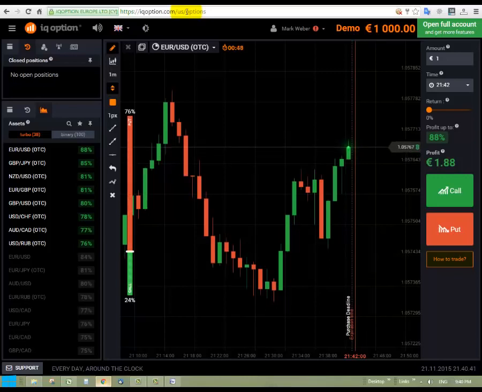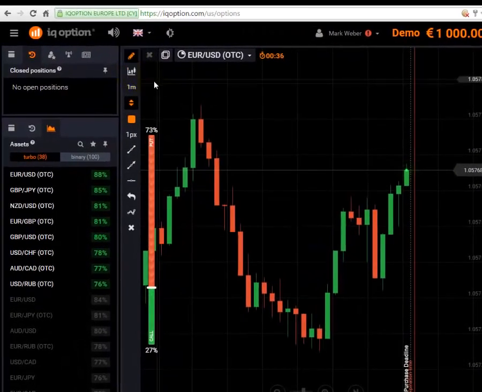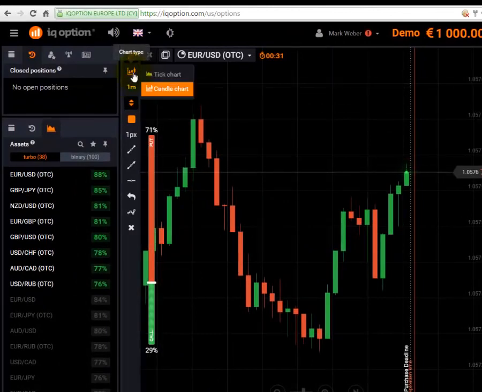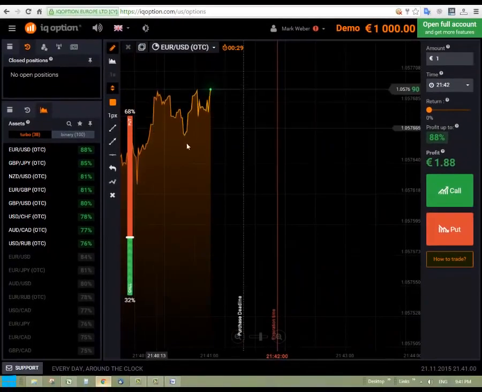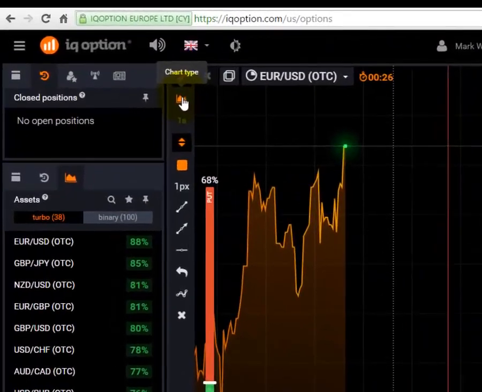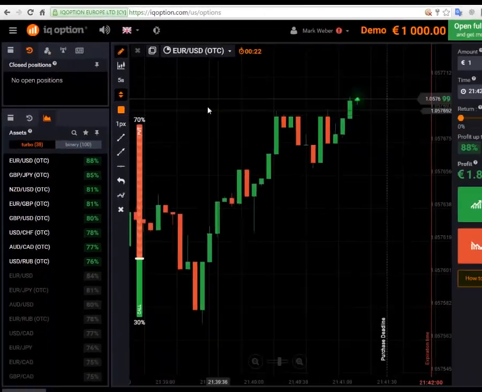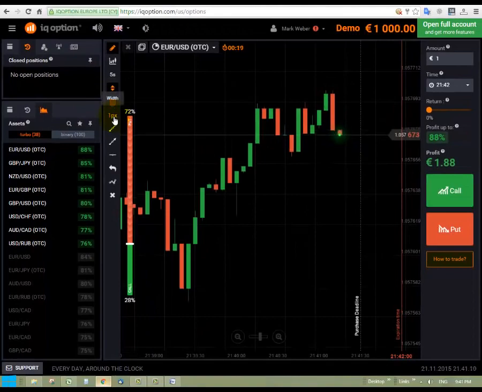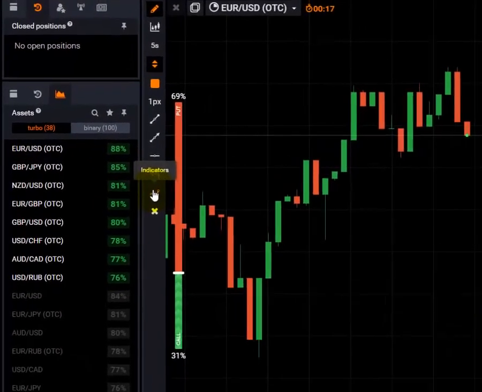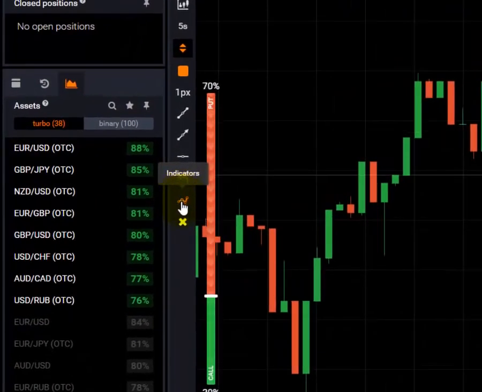So, in order to start with the strategy, we have to use some indicators. First of all, when you first enter the IQ Options platform, the chart is on a tick chart. So you go here on the chart type and you press the candle chart. Then we will use three indicators for that strategy.